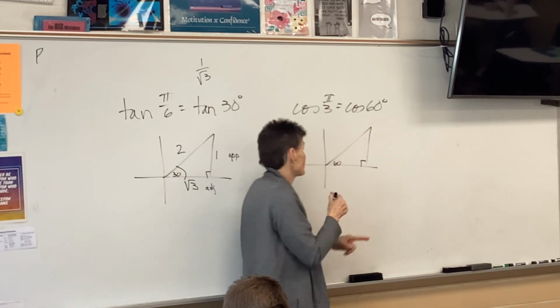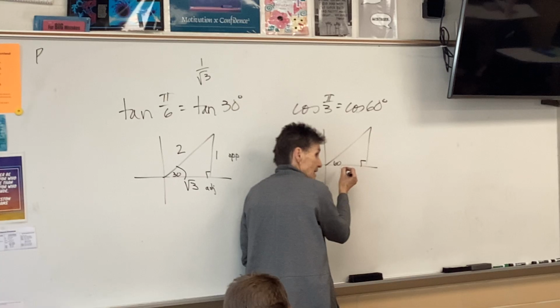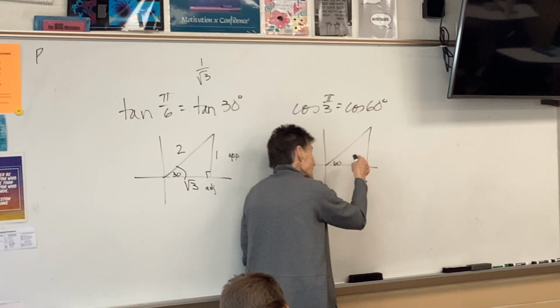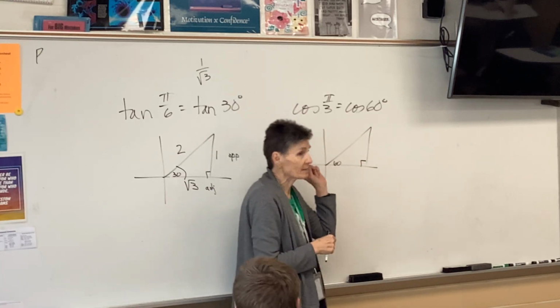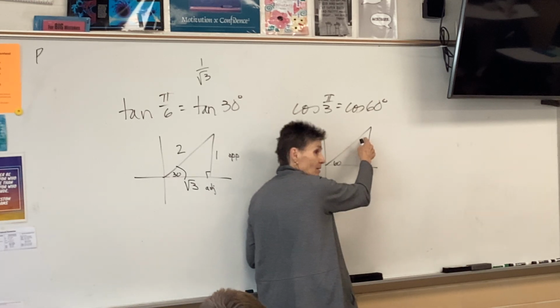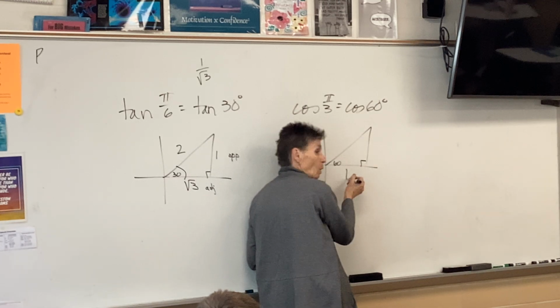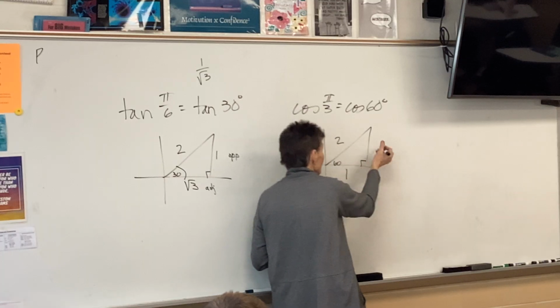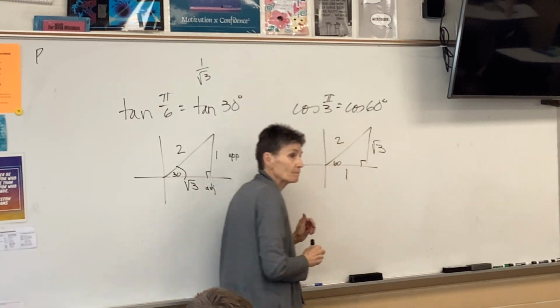Now, this one is 60 degrees. So this time the 60 is at the origin. Now, is that triangle the same as this one? Yeah, it's a 30, 60, 90. But this time the 30's up here. So this is the 1, and the 2, and the root 3.